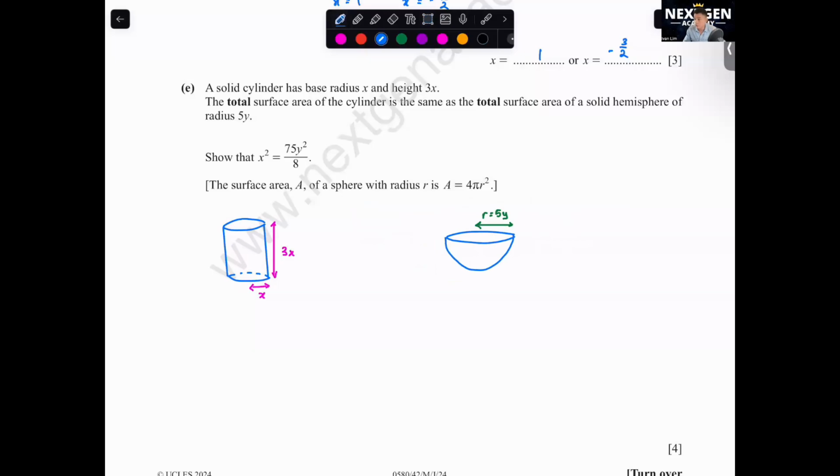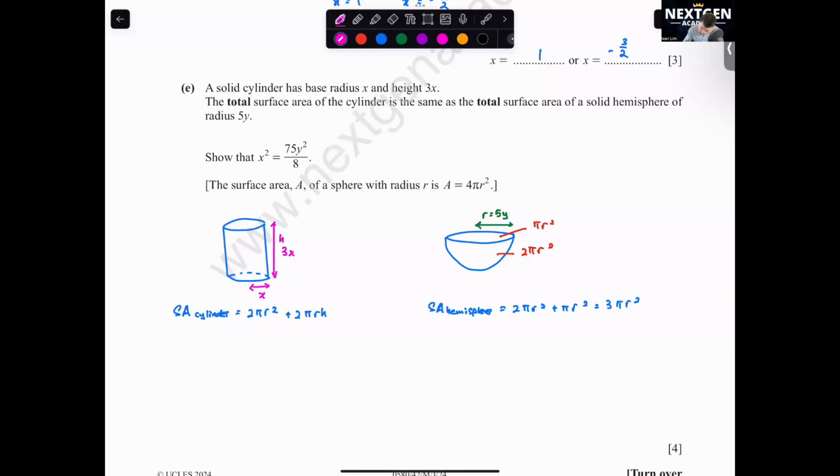What is the surface area for cylinder? Okay, surface area for cylinder, you have 2 pi r square, because your top and bottom is pi r square, plus 2 pi r height. Surface area of hemisphere is equal to, this part here is 2 pi r square, then here is pi r square, because this part you need to half 4 pi r square. So 2 pi r square plus pi r square, you get 3 pi r square.